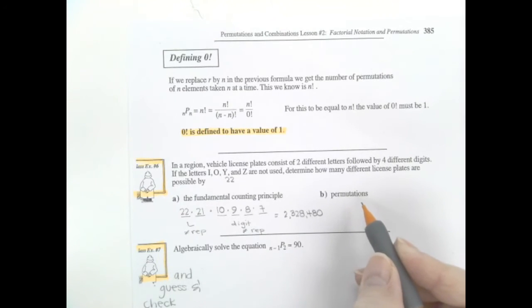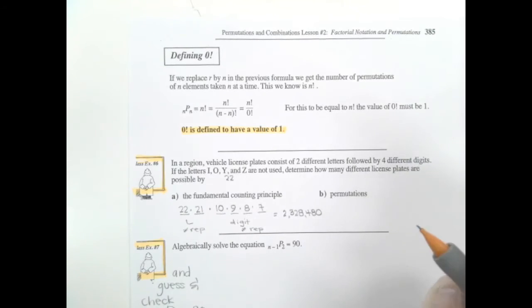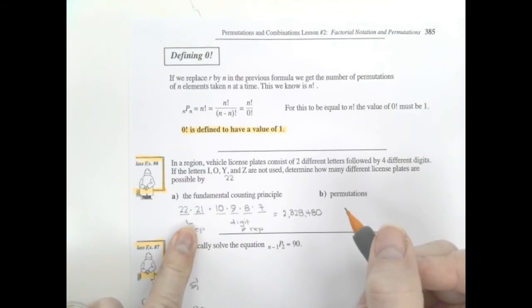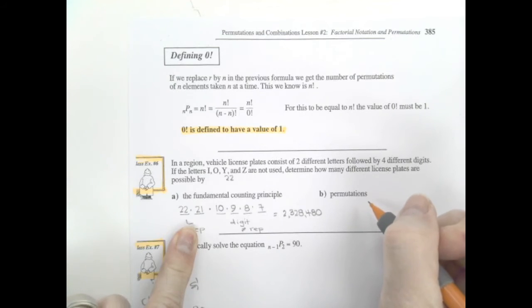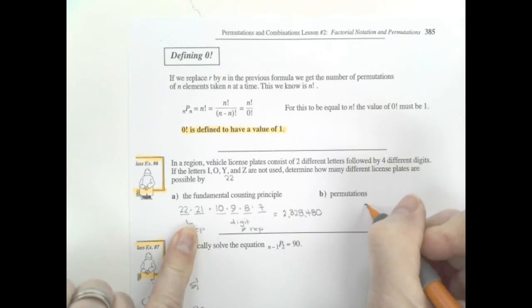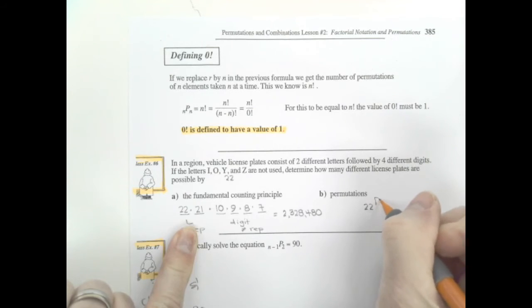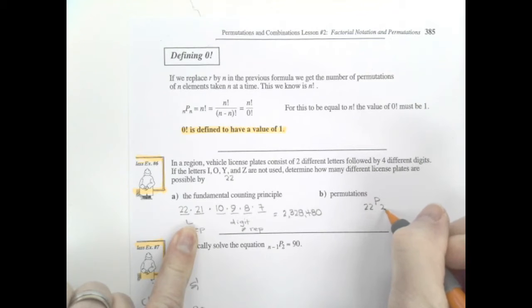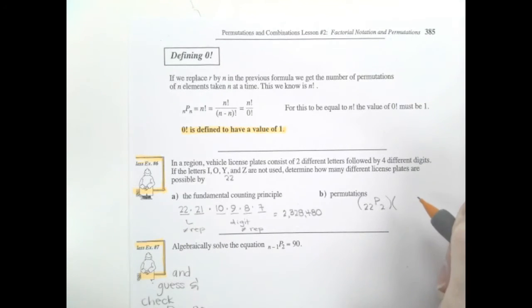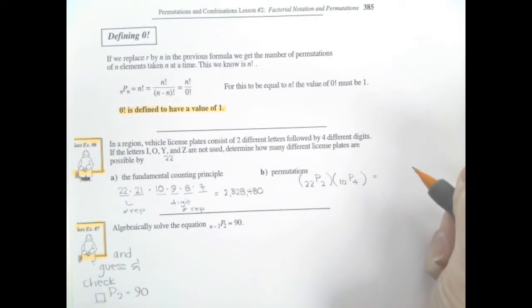Okay, now what if I do that using permutations? So here's what you're going to think. I've got these first 2 letters to choose and arrange to begin with. So I've got 22 letters. I'm going to pick and arrange 2 of them. And so times, then I've got 10 numbers to choose from, or 10 digits to choose from. I'm going to pick and arrange 4 of those. And I put that on my calculator, and that will give me the same number.